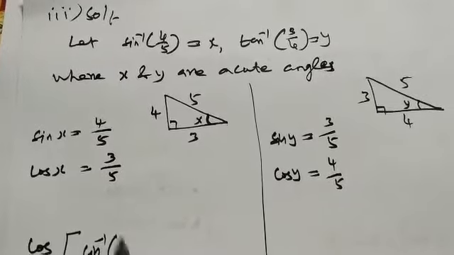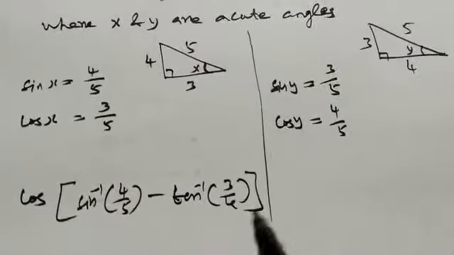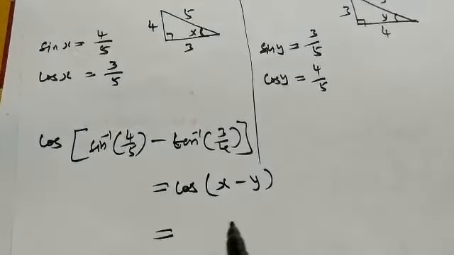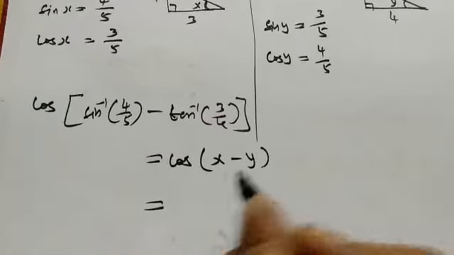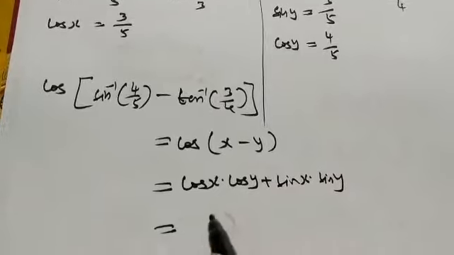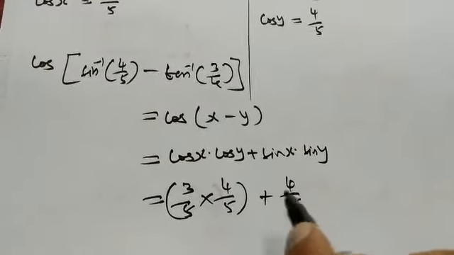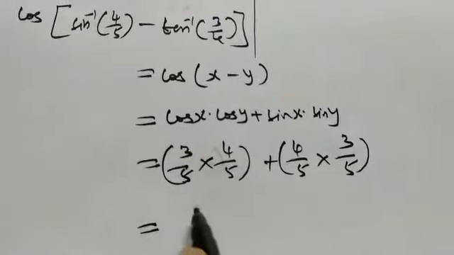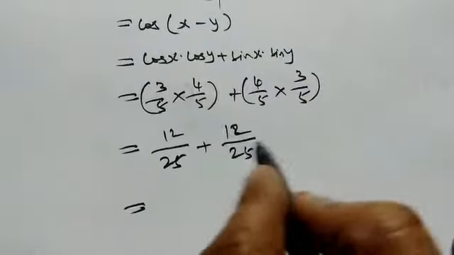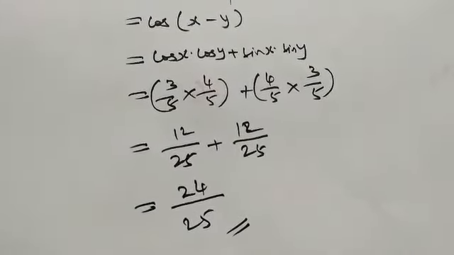Now, the given sum: cos of sin inverse of 4 by 5 minus tan inverse of 3 by 4. Taking x and y, this is cos of x minus y. The cos of a minus b format is cos a cos b plus sin a sin b. So cos x into cos y plus sin x into sin y: cos x is 3 by 5 into cos y, 4 by 5, plus sin x, 4 by 5, into sin y, 3 by 5. So it equals 12 by 25 plus 12 by 25. The denominators are the same, so add the numerators: 12 plus 12 is 24 by 25.